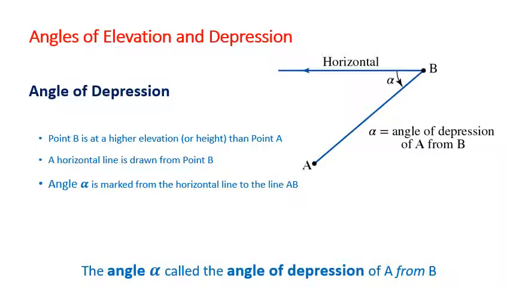So finally, our definition is that the angle alpha is called the angle of depression of point A from point B. So very clearly, it's all about where you are looking or standing from, okay?